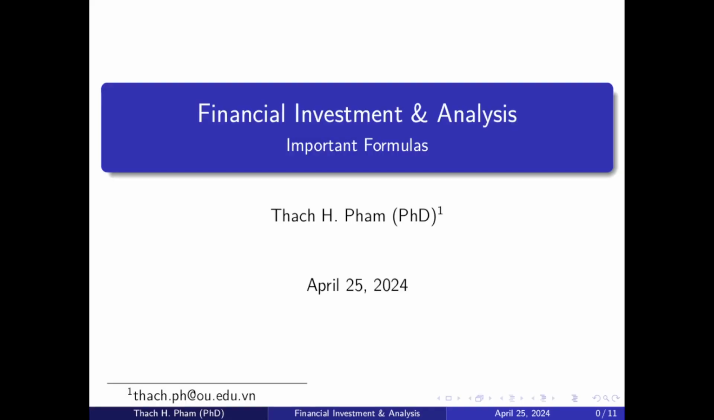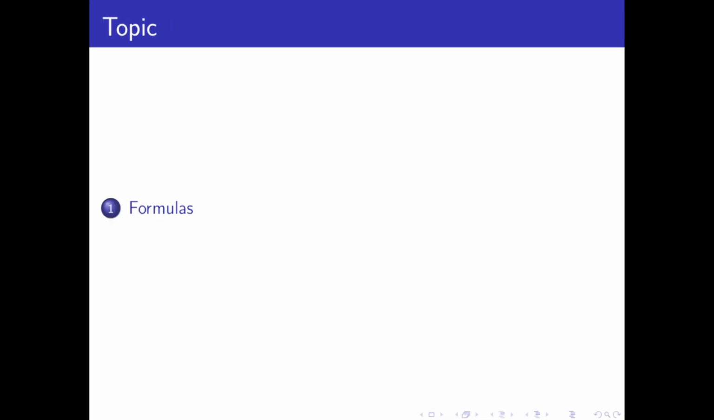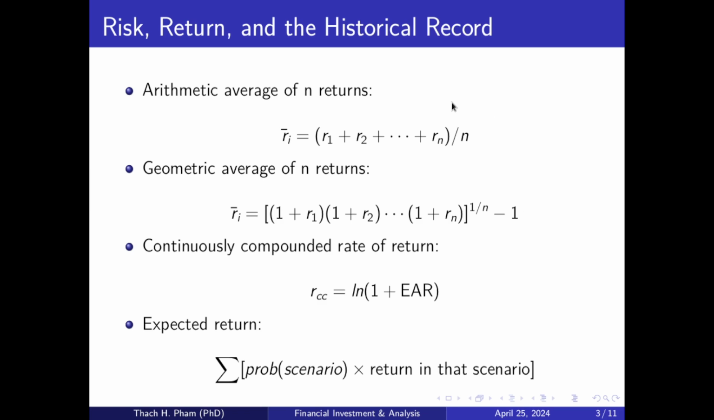In this lecture, I would like to review some important formulas in the course. The first one, for risk, return and the historical record, you should remember the important formulas for the arithmetic average of annual returns. R bar is equal to the sum of the annual real returns divided by the number of observations, n.